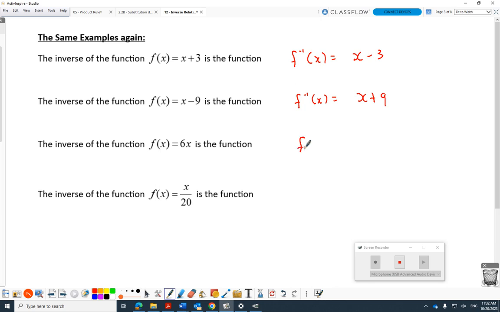If f at x is 6x, then the inverse, okay, now you got to think a little bit. What does 6 times x do? Multiplies by 6. So what does the opposite of multiplying by 6? X over 6.